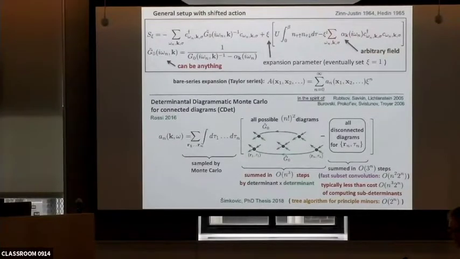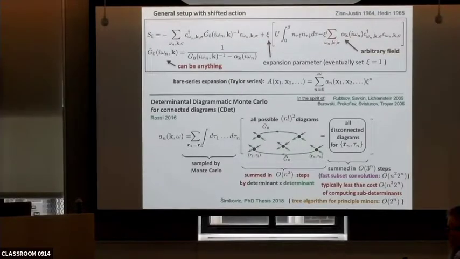However, in his PhD work, Federer came up with a nice way of improving this, and that's not a bottleneck anymore, it's just order 2 to the n. That was actually a very important improvement for us, which allowed us to go to slightly higher orders and improve our accuracy.